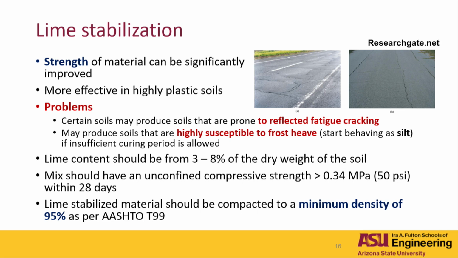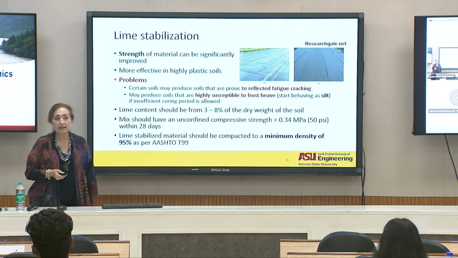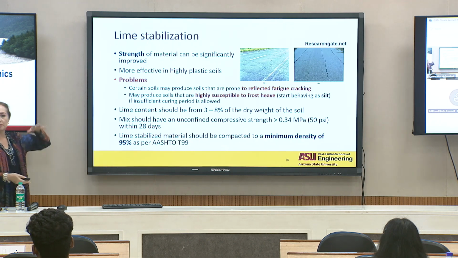Lime should be between 3 to 8% of the dried weight of the soil. That's another formula that I found. And the mix should have an unconfined compressive strength of greater than about 50 psi within 28 days of curing. Lime stabilization methods call for a minimum compaction of 95% density, as per the AASHTO T99, which is the AASHTO test for granular base material and cement treated soils.